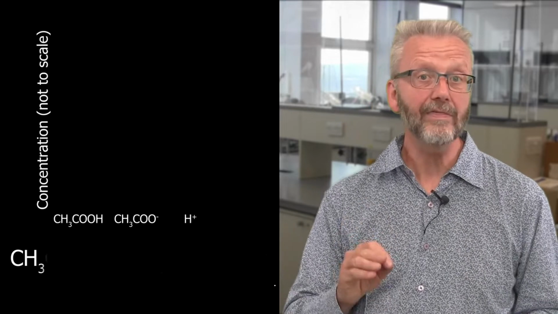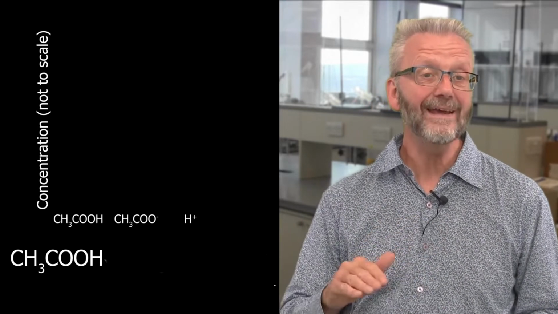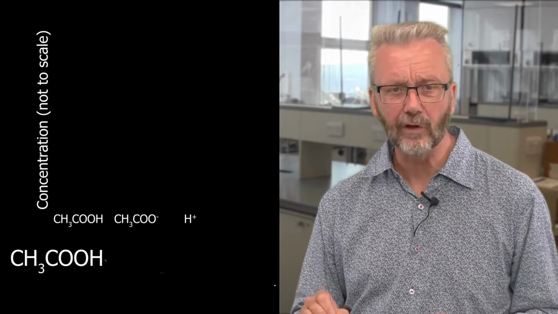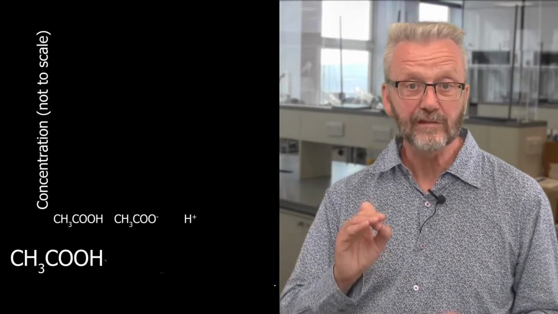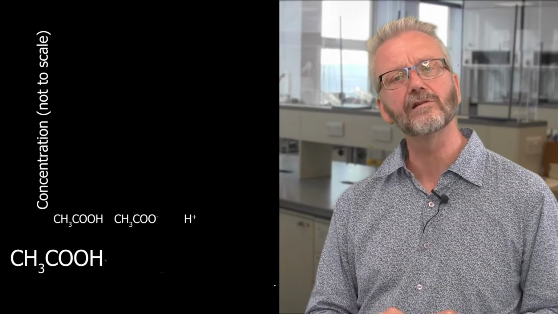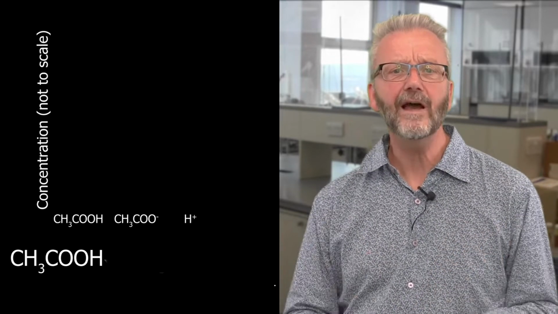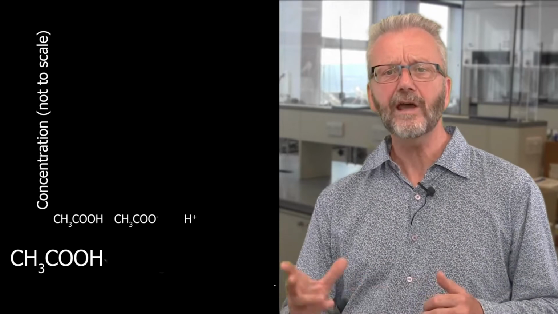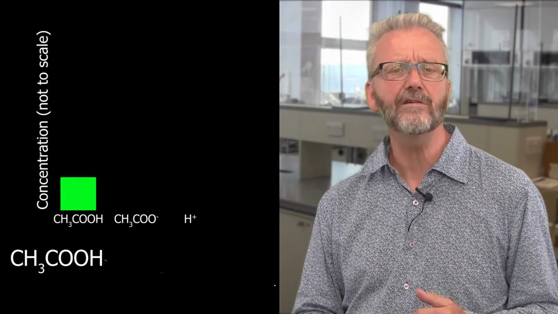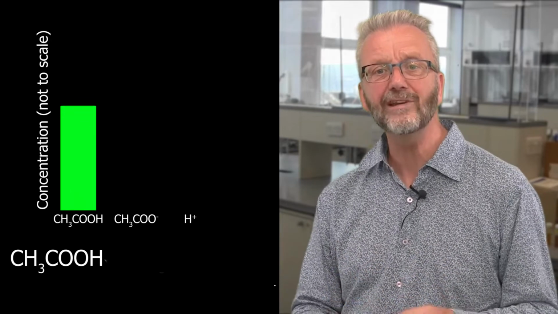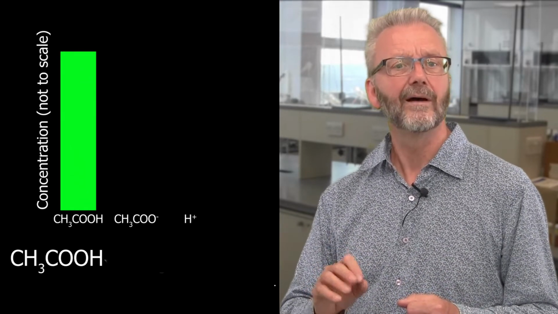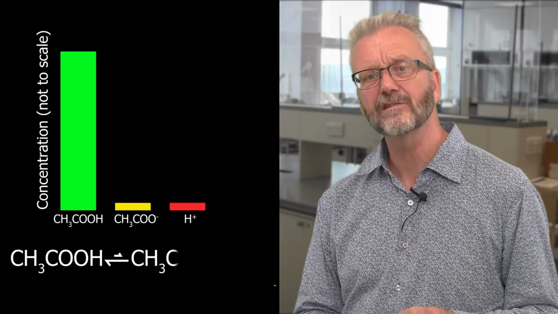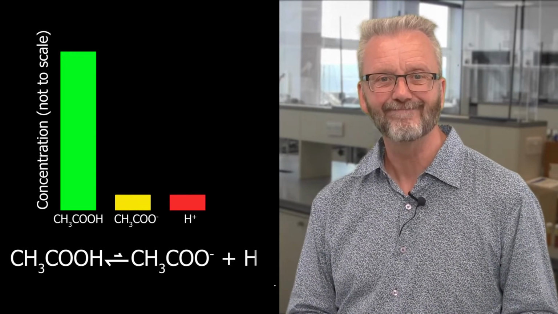Let's see how this works. The buffer system was made up of a mixture of two compounds. One was ethanoic acid. This is a weak acid. In other words, the majority of the molecules don't dissociate. They stay as molecules, not ions, in solution. If this was the only compound in the solution, a good estimate would be that 99% of the ethanoic acid exists in solution as neutral molecules, and about 1% exists as ethanoate ions and hydrogen ions.